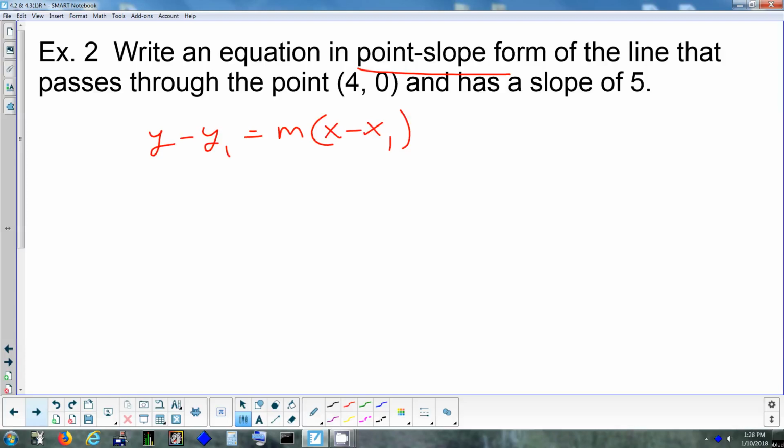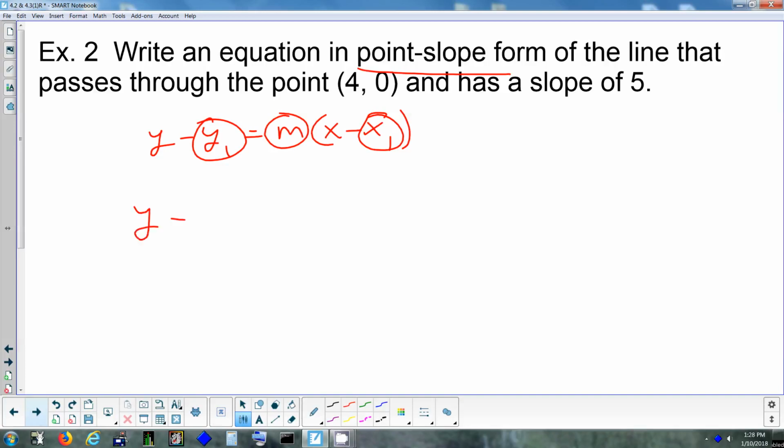Savannah? You don't have to tell me what to plug in where, just tell me what I'm gonna plug in for, which three things. y1, we're gonna plug in for that. x1, we're gonna plug in for that. And m, we're gonna plug in for that. Now we just have to put the right numbers in those three spots.